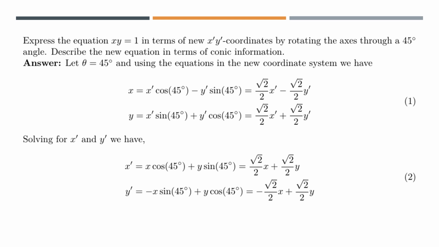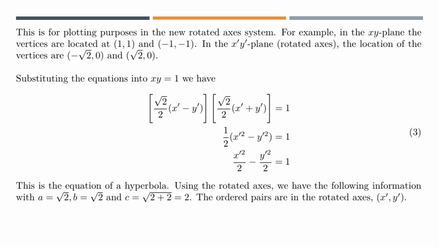Now we're going to solve for x prime and y prime, and we have these equations that are listed in 2. So we have square root 2 over 2 x plus square root 2 over 2 y for x prime, and for y prime we have negative square root 2 over 2 x plus square root 2 over 2 y. This is for plotting purposes in the new rotated axis system.